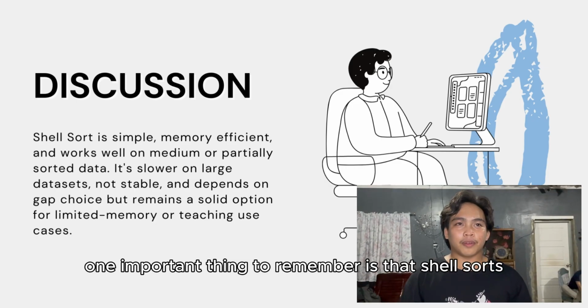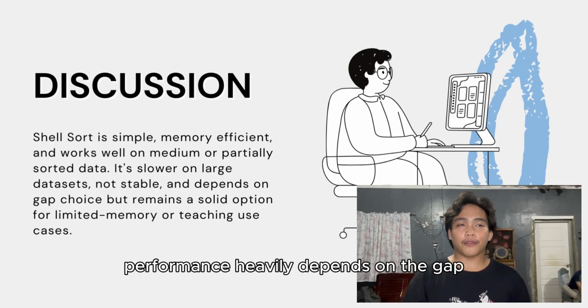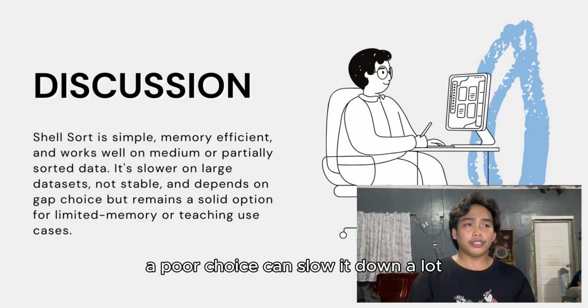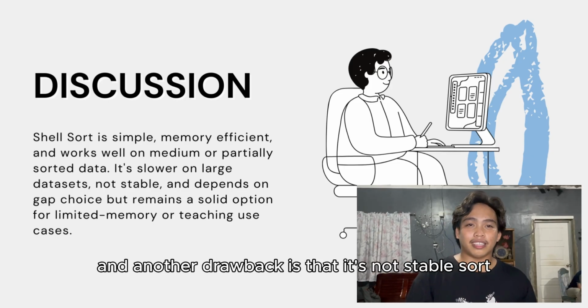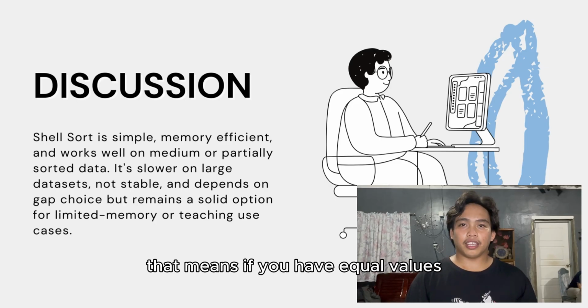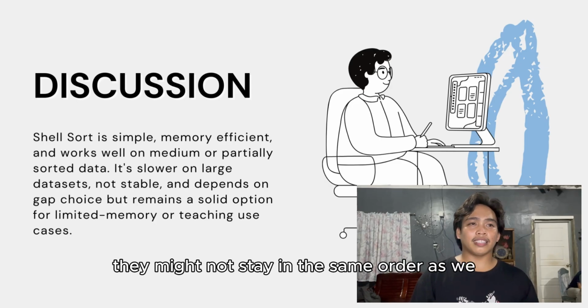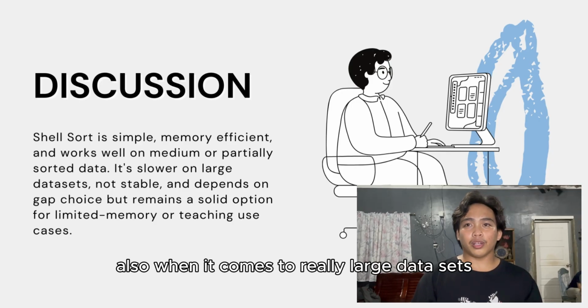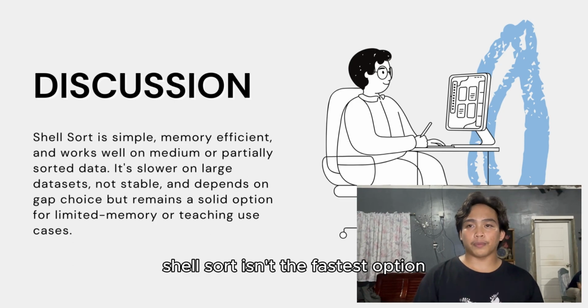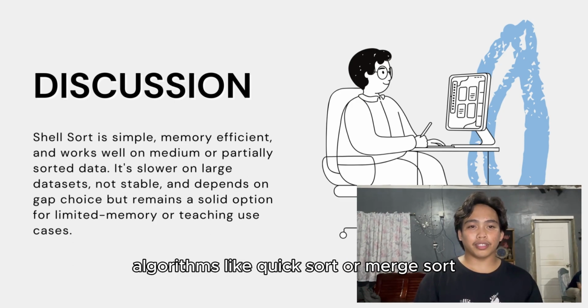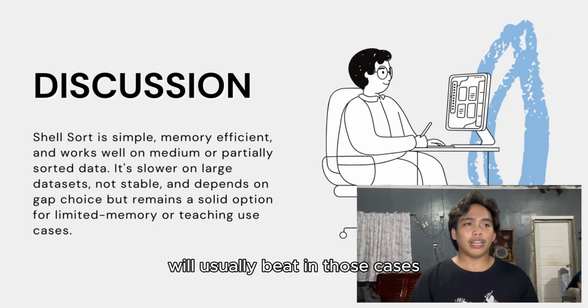One important thing to remember is that shell sort's performance heavily depends on the gap sequence you choose. A poor choice can slow it down a lot. Another drawback is that it's not a stable sort. That means if you have equal values, they might not stay in the same order as they were originally. Also, when it comes to really large datasets, shell sort isn't the fastest option. Algorithms like quicksort or merge sort will usually beat it in those cases.